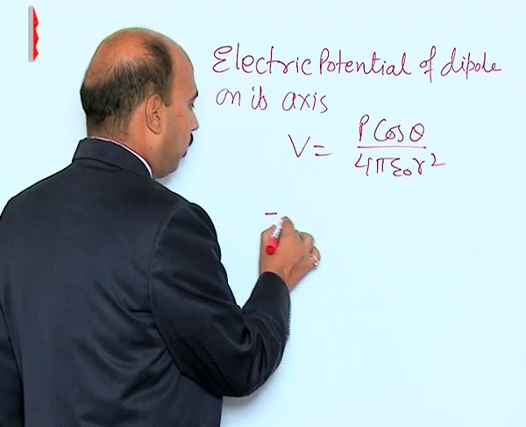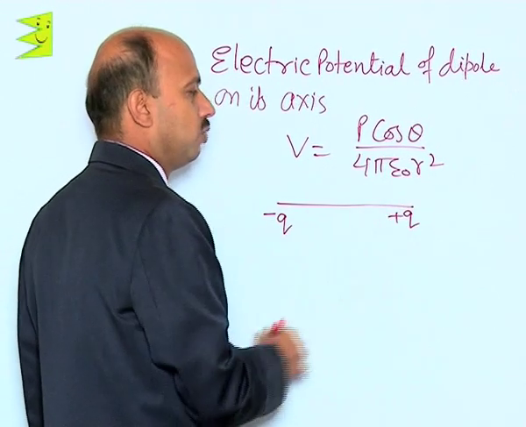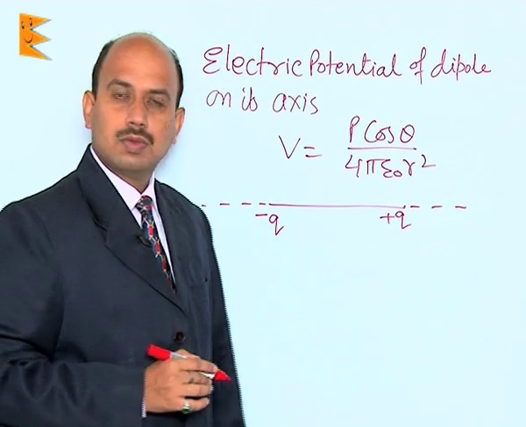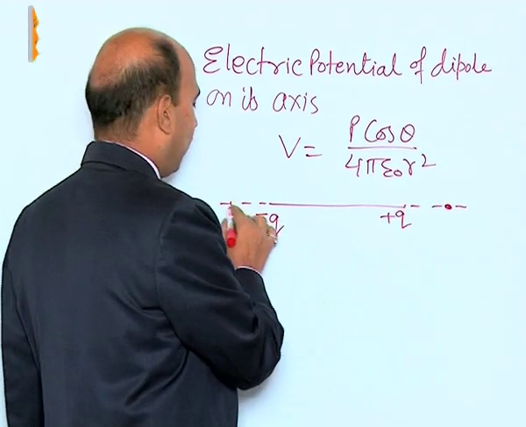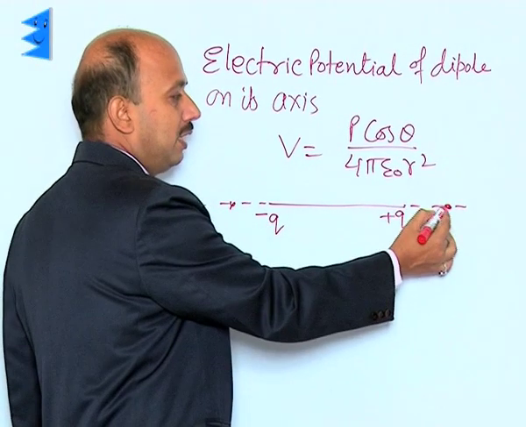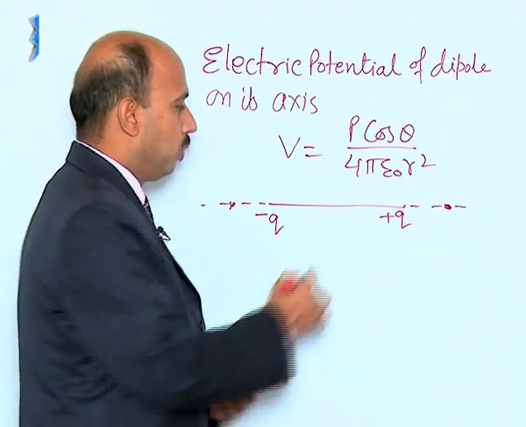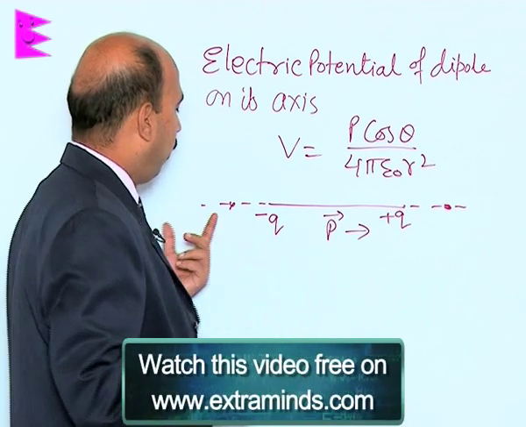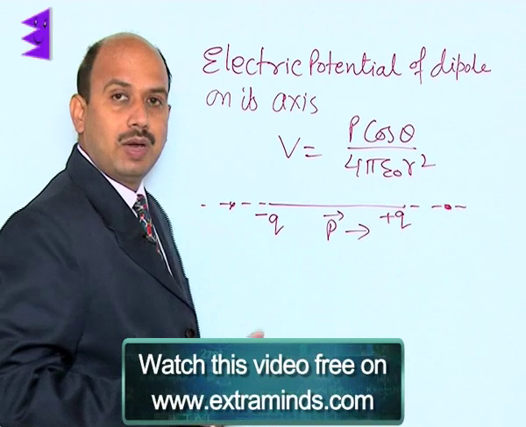Suppose you have got a dipole like this: this is minus q and this is plus q, and the line joining them here is called the axis of the dipole. Now if you want to get the potential at any point here or here, if we take this point, then we can take theta equal to 0 degree, because the dipole moment is in this direction, and if we take this point here, we can take theta equal to pi radian, that means 180 degree.